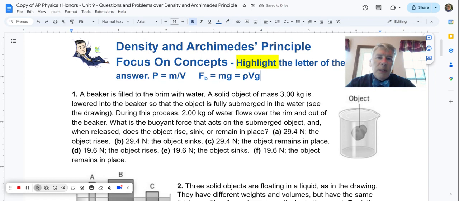In some of these problems later, we're also going to need to use Newton's laws, the idea of drawing free body diagrams. So when you get into the problems, we'll see that. Okay, let's start with question number 1.